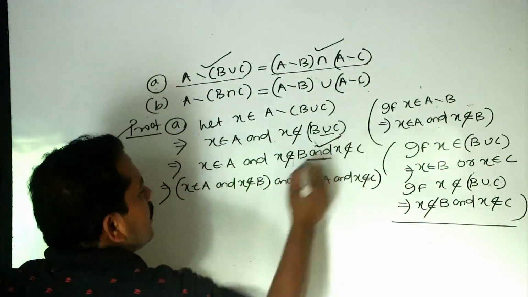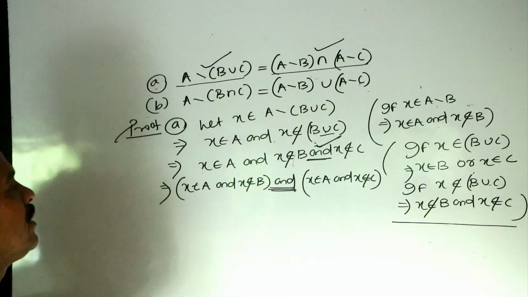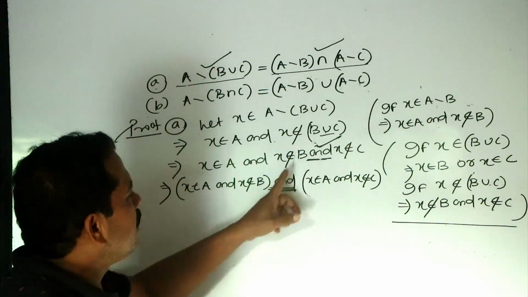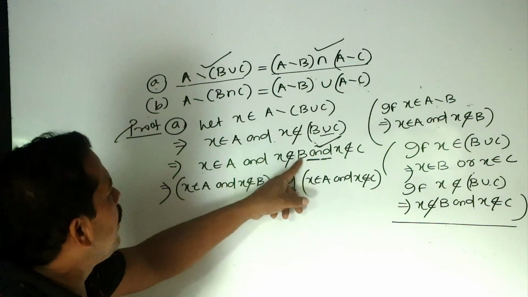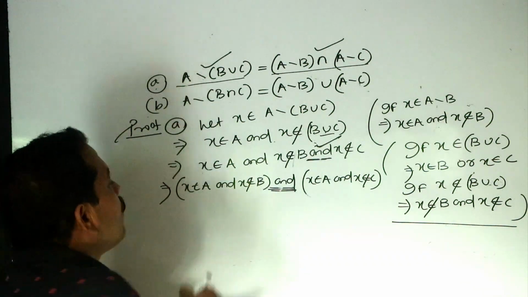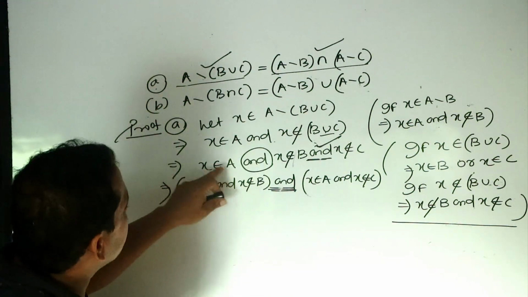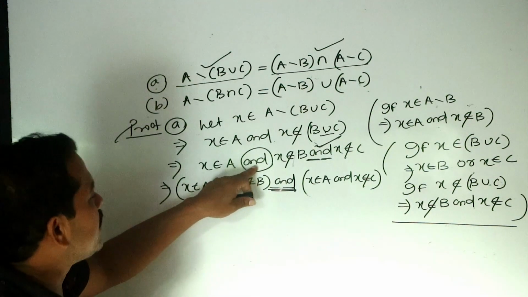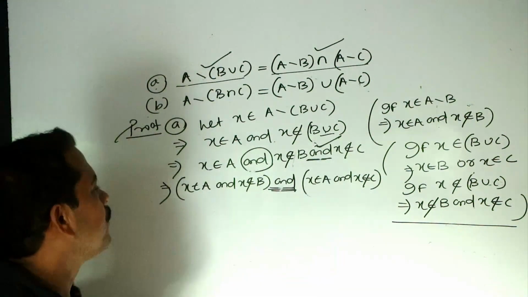Since here it is and, you have to write here also and. In between B and C, whichever word is written, you have to put here. If it is or, then you write here or. If it is and, you write here and. And you connect A with B and A with C after the X belongs to A with this connecting, that is and. If it is or, then we connect A with B with or and A with C with or. Since it is and, we connect A with B with and, A with C with and.